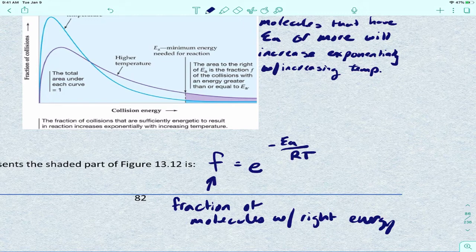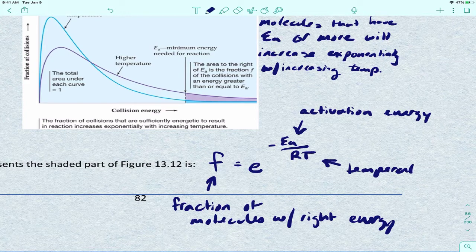Okay, k is going to be equal to F, that's the fraction of molecules with the right energy. E sub A, this is your activation energy. T, temperature. And R, that's the universal gas constant. But since temperature is involved, we have to use the 8.314 joules per K mole value.